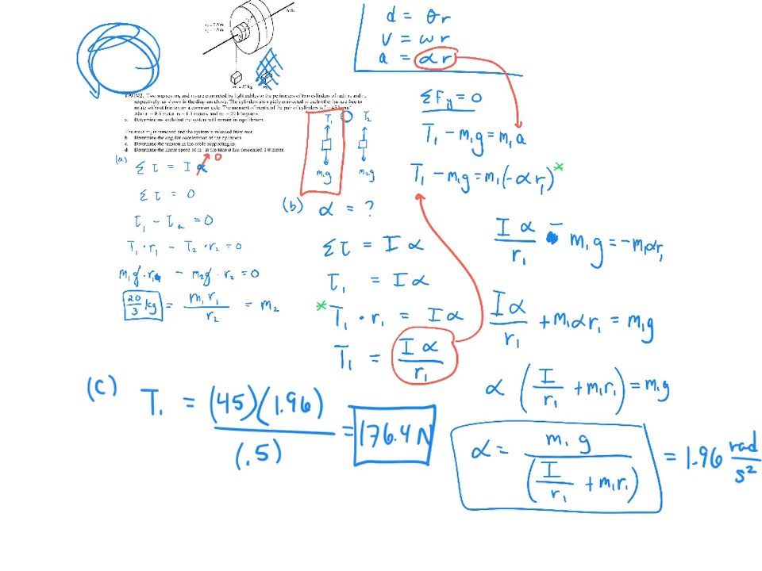So parts A, B, and C I think are pretty okay. Part D is the part that makes this a little bit trickier. So let me take any questions you might have on parts A, B, or C. Matt, what do you got?